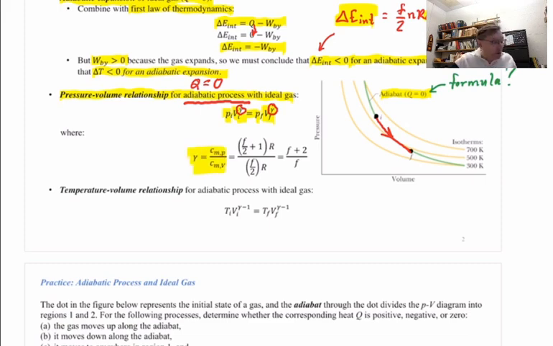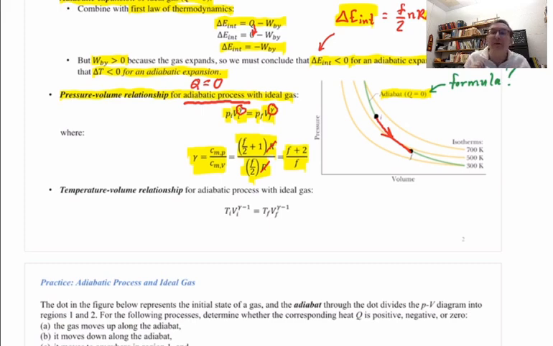Again, the derivation in the book will show you that that exponent gamma is the molar specific heat at constant pressure for the ideal gas divided by the molar specific heat at constant volume, CMP over CMV. And we have simple formulas for those. For CMP, F over 2 plus 1 all times R. And for CMV, it's F over 2 times R. And so the factors of R cancel. And then all I did is multiply numerator and denominator by 2, and I get a very simple expression for that exponent gamma: F plus 2 over F.